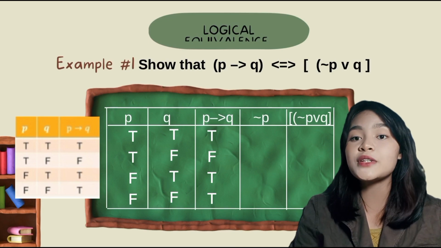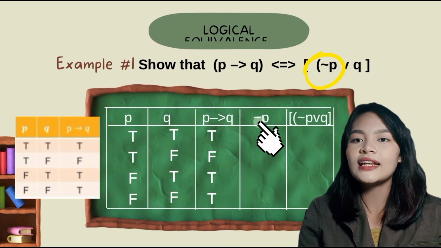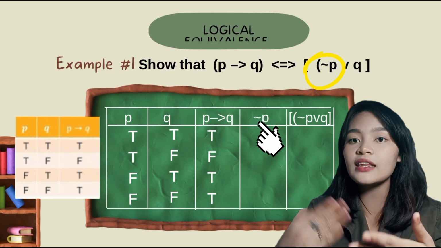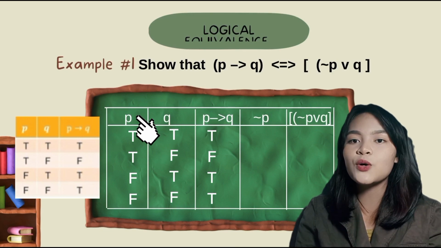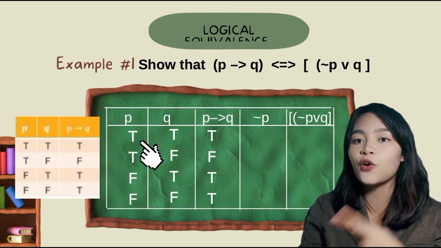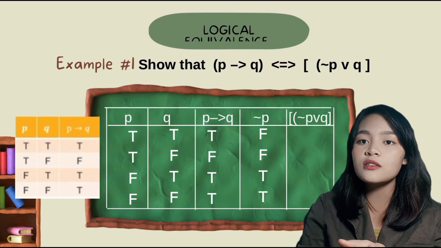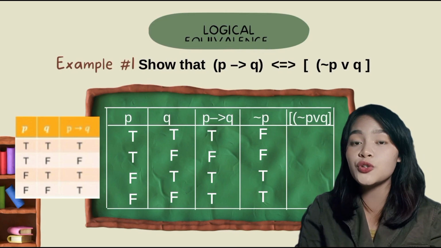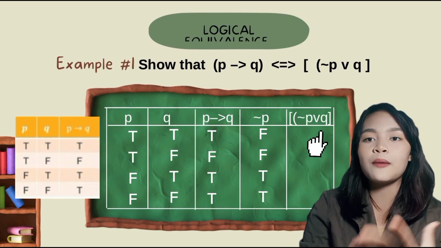So now, let's proceed sa right side. Kunin natin yung negation ng P. Negate natin siya means kunin lang natin yung kabaliktaran niya since yun yung hinihingi. So, if true yan, then false ang ilalagay natin. True to false, false to true, and false to true.